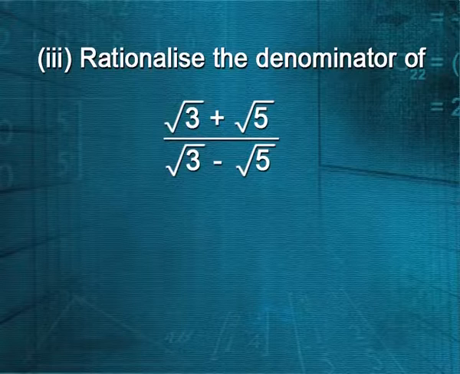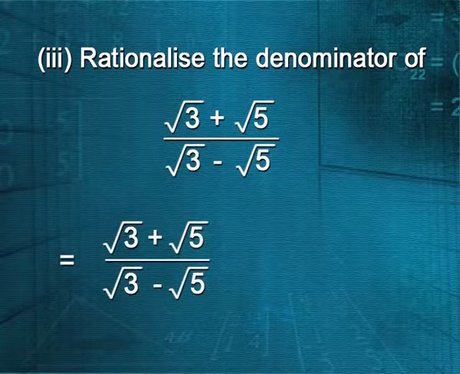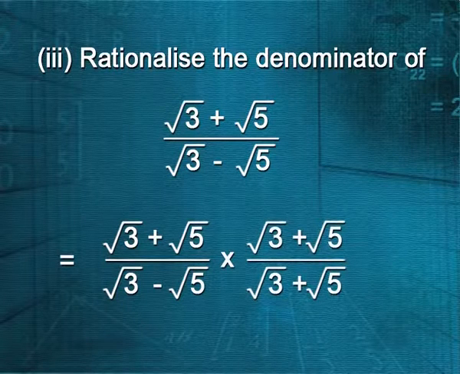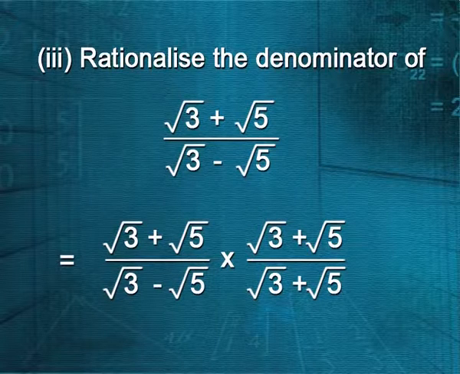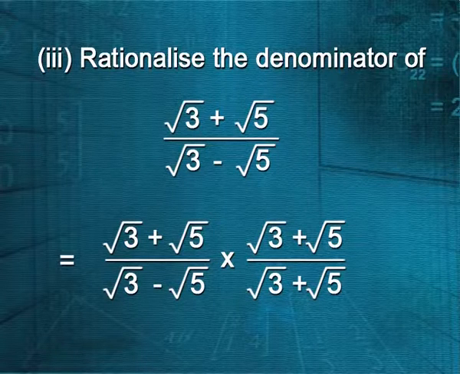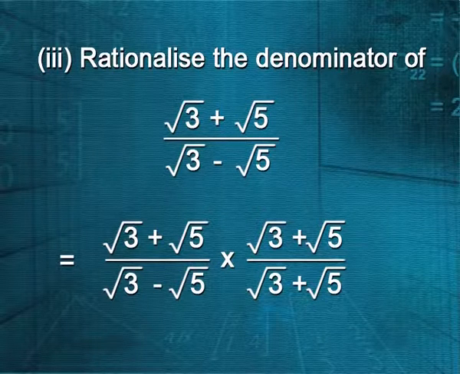Let us multiply it. Root 3 plus root 5 divided by root 3 minus root 5, multiplied by root 3 plus root 5 divided by root 3 plus root 5. Now, in the numerator, you have root 3 plus root 5 multiplied by root 3 plus root 5. It is just like a plus b into a plus b. And what is the product of a plus b and a plus b? It is a plus b whole square. Therefore, this will be root 3 plus root 5 whole square.